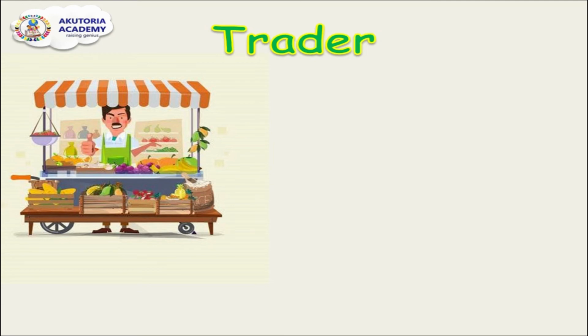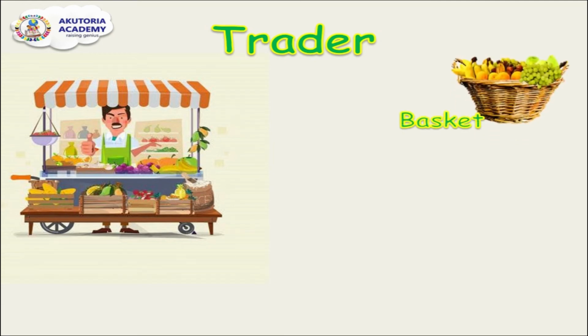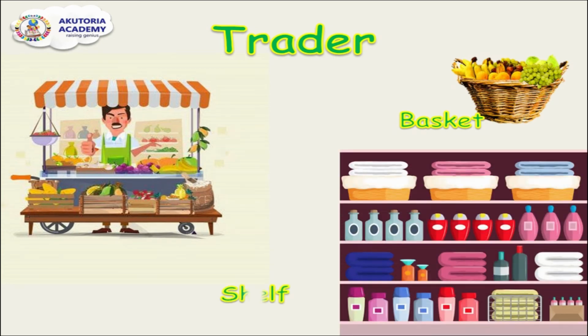The trader uses a basket to display his things. See? Look at the trader's picture. On the table there are many baskets, and in those baskets are different types of fruits and food. So the trader uses baskets to put his things, and he also uses a shelf or shelves. He puts some of his things on the shelf so that people could easily see what they want to buy.